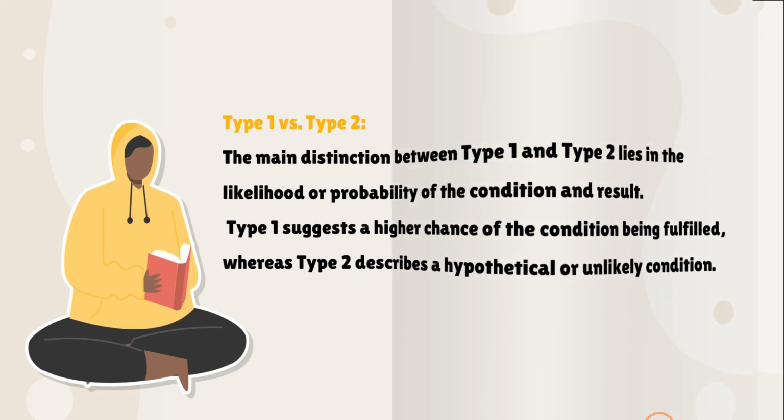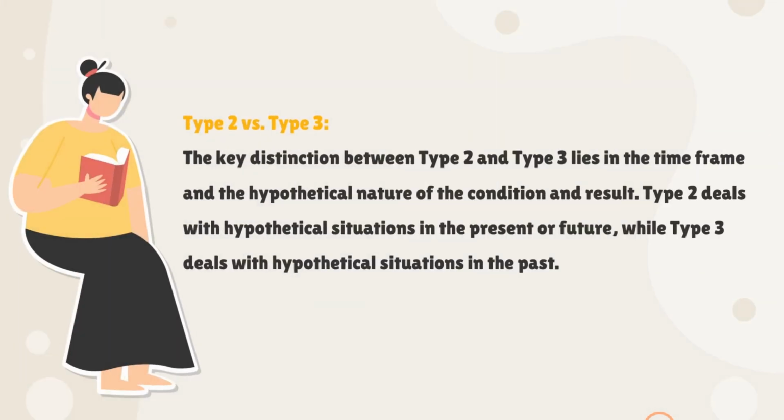Type 2 versus Type 3. The key distinction between Type 2 and Type 3 lies in the time frame and the hypothetical nature of the condition and result. Type 2 deals with hypothetical situations in the present or future, while Type 3 deals with hypothetical situations in the past.